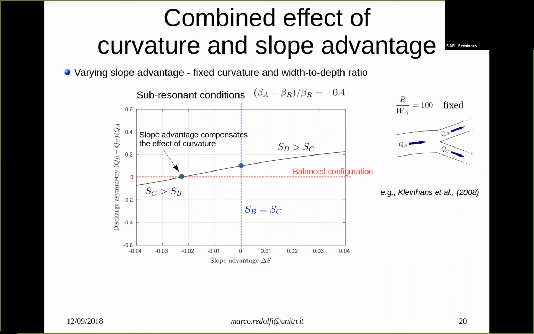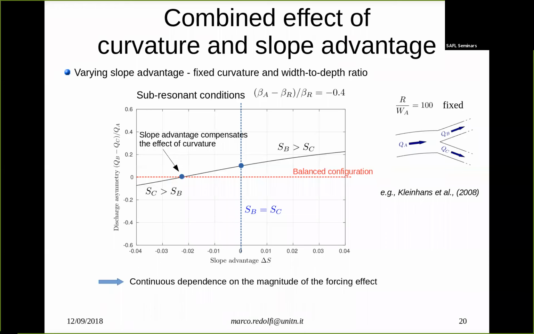And this is actually what has been done in the literature. For instance, in this paper of Martin Kleinans, they did numerical simulations to vary the slope until they found a point where the curvature is balanced. Okay, that makes a lot of sense.